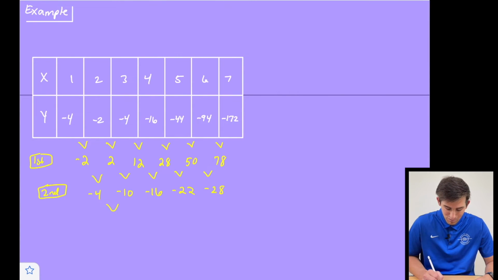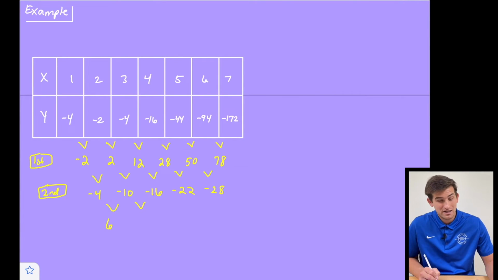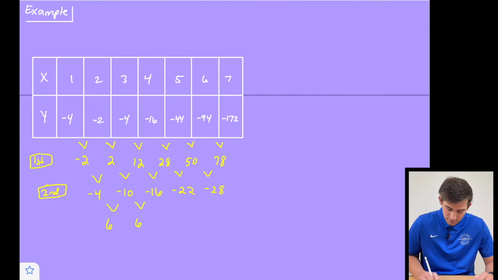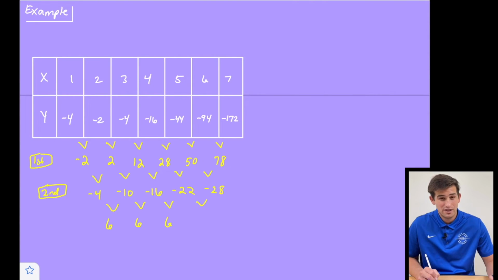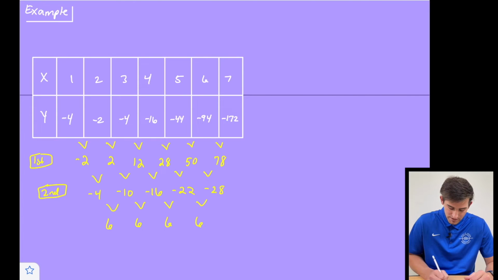-4 minus -10, -4 plus 10, is 6. -10 minus -16, or -10 plus 16, is also 6. -16 minus -22, or -16 plus 22, is also 6. And -22 minus -28, or -22 plus 28, is also 6. So we got our third differences to be constant, and so we now know that this would be a cubic function.